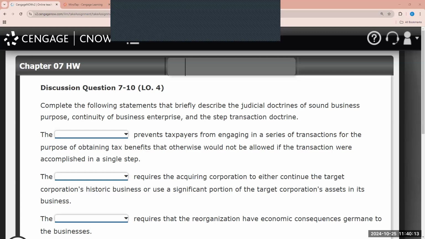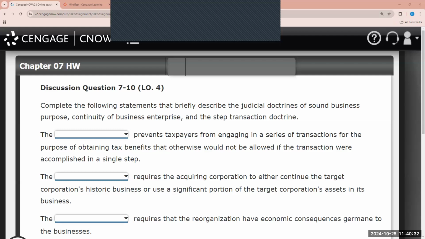So the courts formulated the step transaction doctrine to help determine the tax status of a reorganization that occurs through a series of related transactions. In addition, a reorganization plan that's consistent with one of the code reorganizations is required.